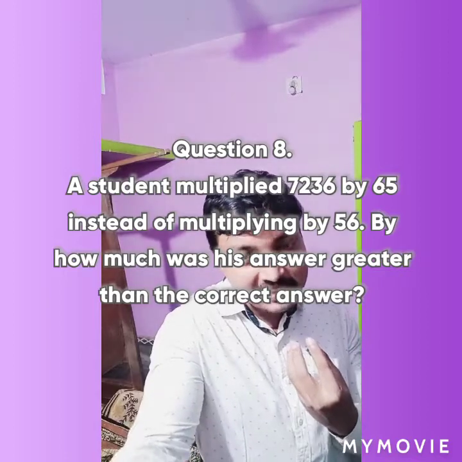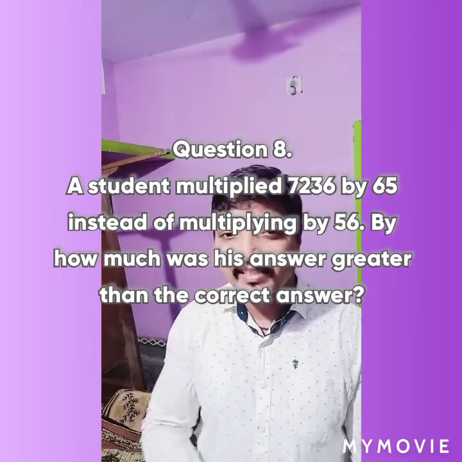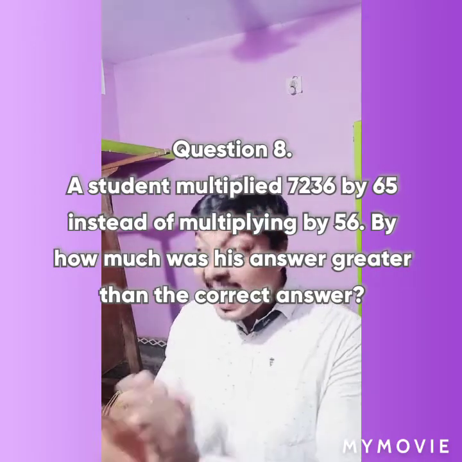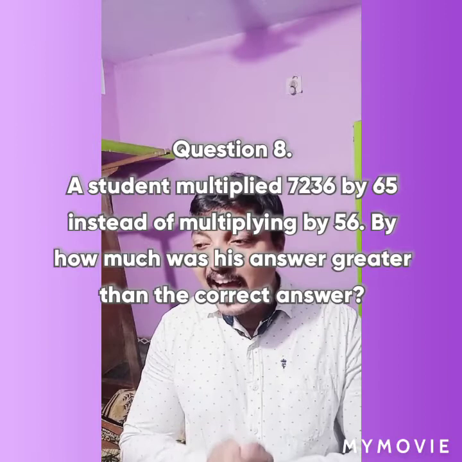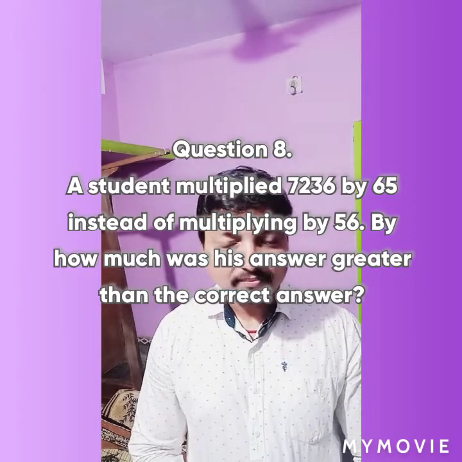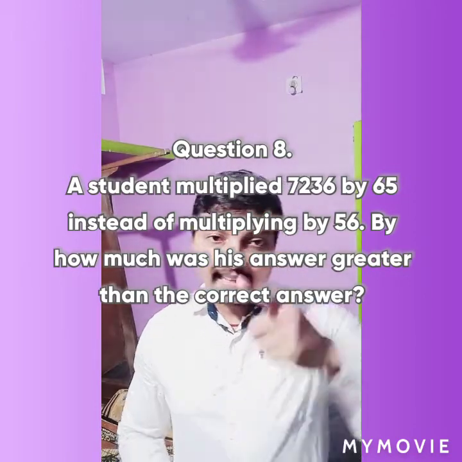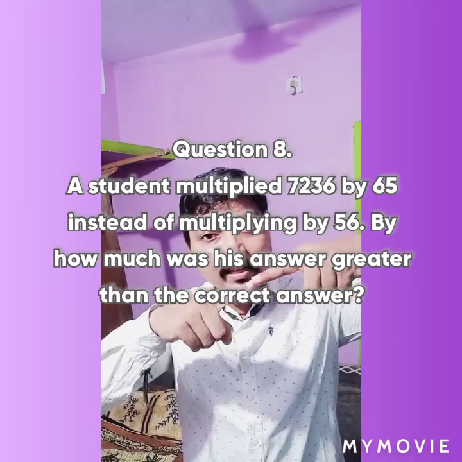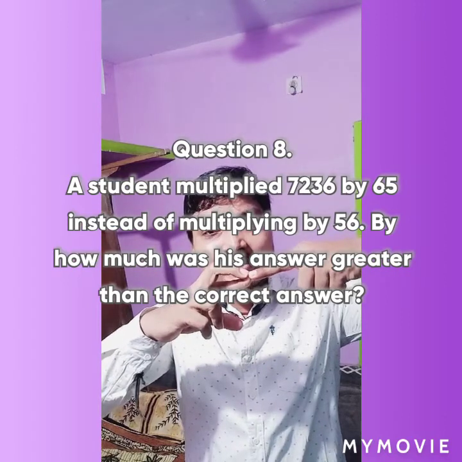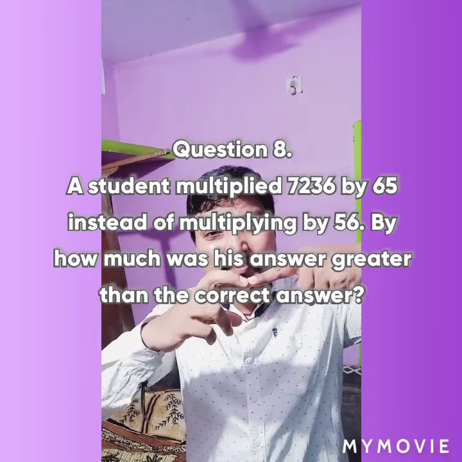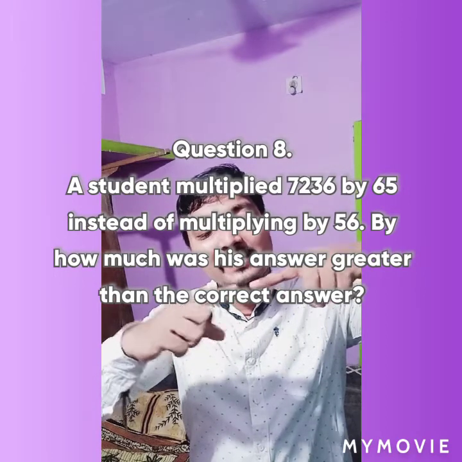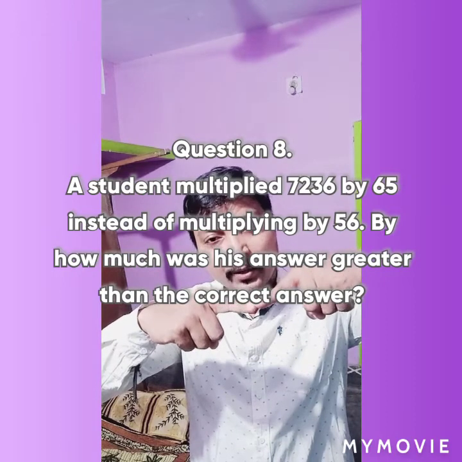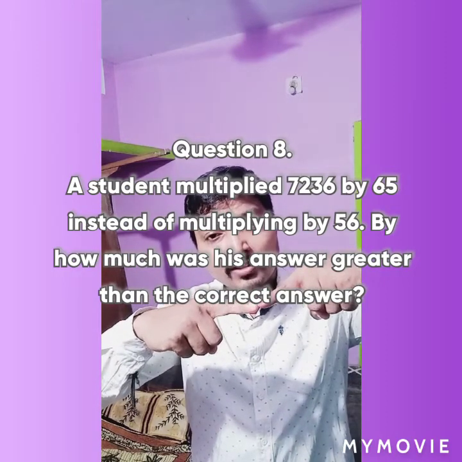The smaller number is 56, but one is multiplying with the greater number 65. And it is asked at the last: by how much is his answer greater than the correct answer? It means 7,236 is given to multiply with 56, but one is multiplying with 65. So 7,236 into 56 is the correct product, but the incorrect product is what the student is obtaining.